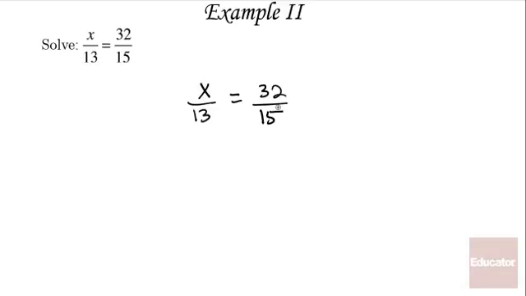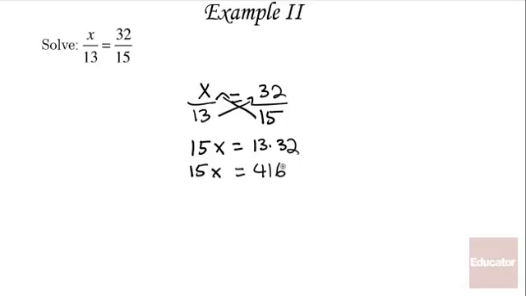This has a variable, but we're still going to approach it the same way that we would any other proportion, and that's by finding the cross products. If I multiply this out, I'm going to end up with 15x equals 13 times 32. So 15x equals 416. Once I've found the cross products, I just handle this as a regular equation where I isolate the variable.